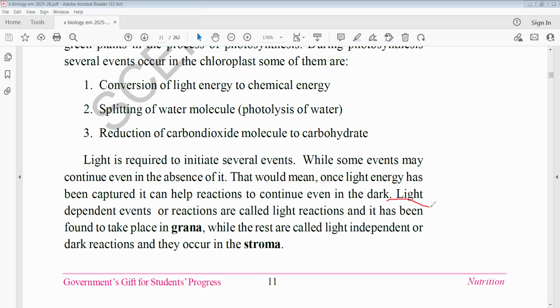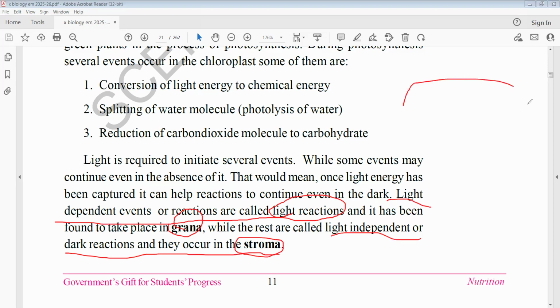Light dependent events or reactions are called light reactions, where they take place in the grana thylakoids. The rest are called light independent or dark reactions, and they occur in the stroma. When you look at the chloroplast diagram, we see that this is the grana, these are the thylakoids, and this is the stroma thylakoid.